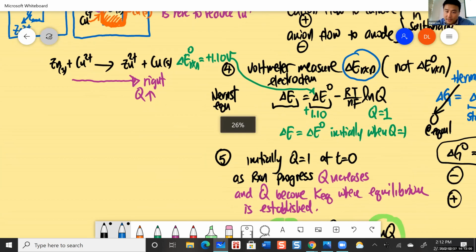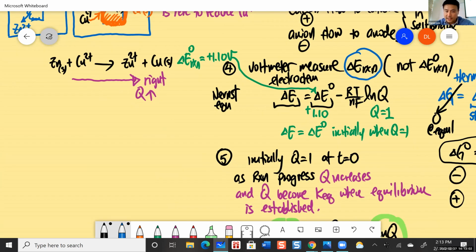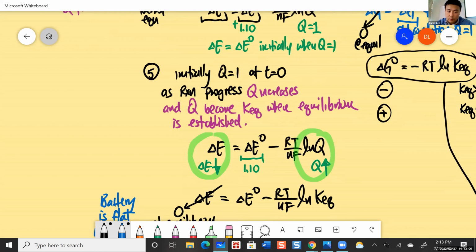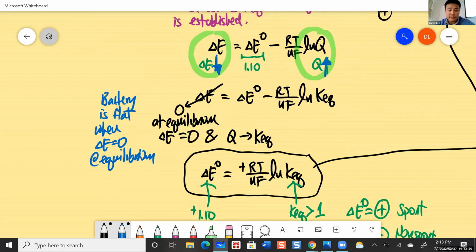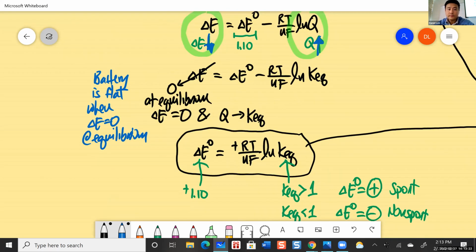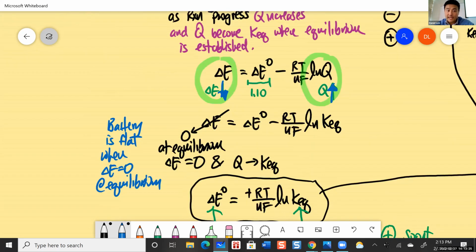So we said the voltmeter measures delta E, not delta E naught, and it decreases, right? Delta E will decrease over time because Q will always increase over time for a spontaneous reaction. As Q gets larger, delta E decreases from 1.1, eventually at equilibrium delta E equals 0, and you end up with this equation. Okay, we're almost there, yeah?